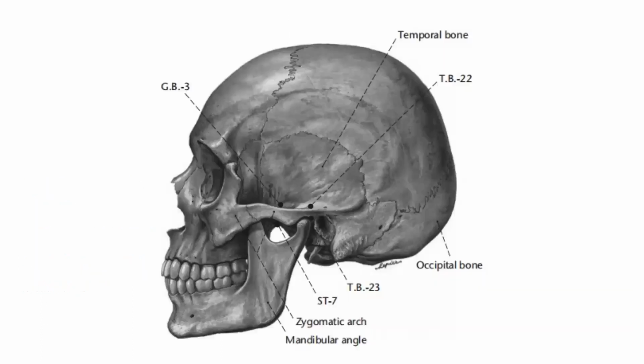Here again is an illustration showing where the zygomatic arch, the mandibular angle, the occipital bone, the temporal bone, and the points GB3, triple burner 22, 23, and stomach 7 are located.